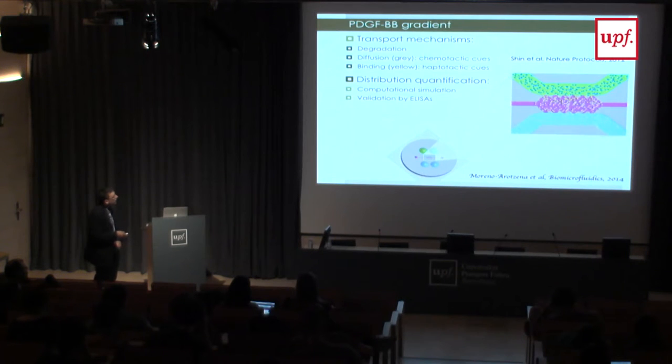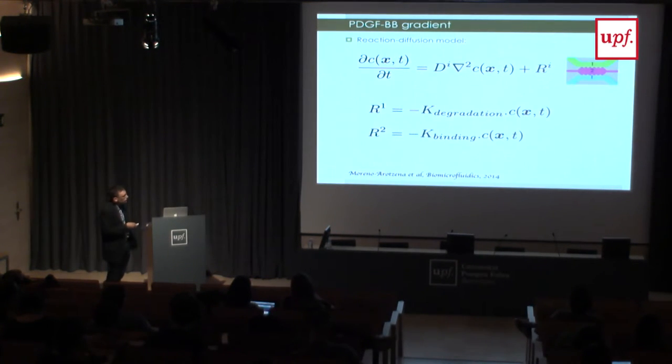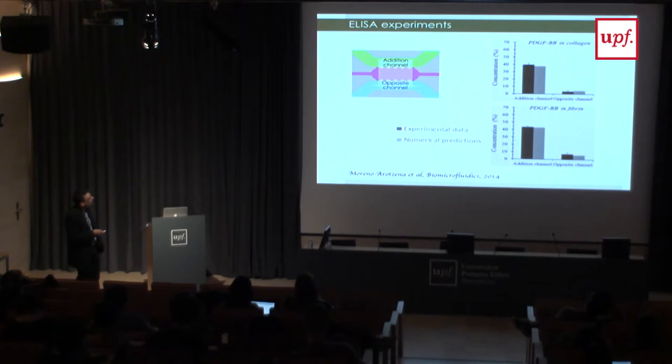With this idea, we establish a classical reaction-diffusion equation, where the diffusion coefficient follows the typical Einstein equation, with several parameters. This is the radius of the molecule, this is the radius of the fibers of the matrix, and this is the matrix void ratio. Incorporating this, we are able to estimate the diffusion coefficient. Later, we assume that the degradation is linear with the concentration of the factor, and the binding is also linear with the factor. A very simple approach.